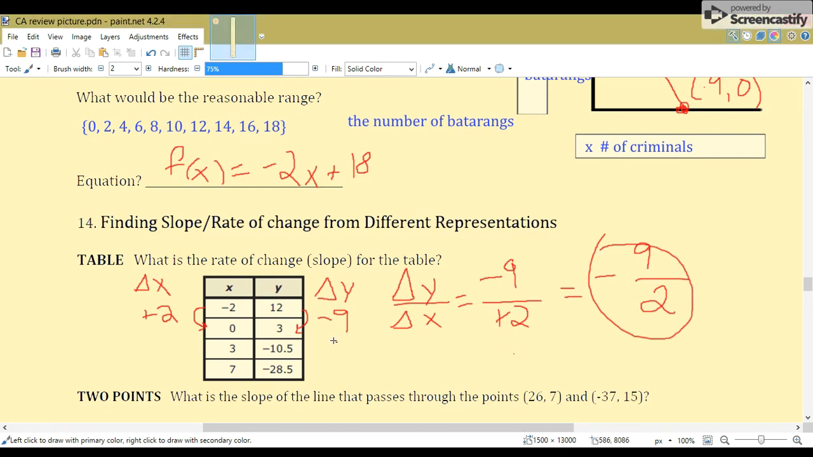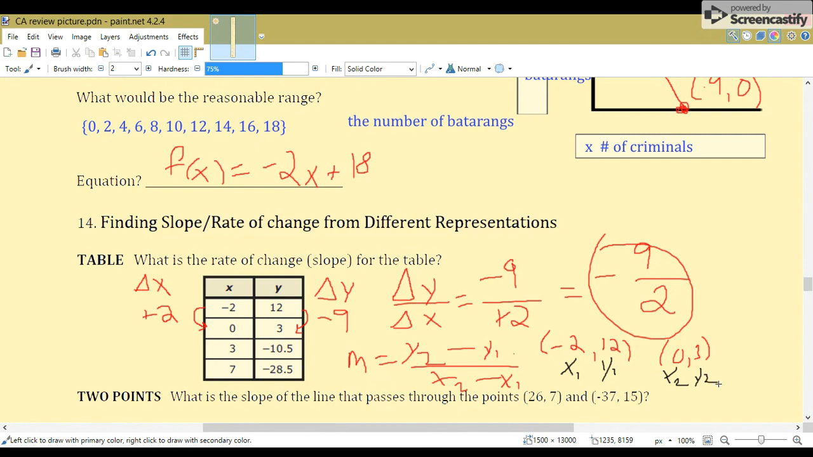Now there's another way you could find this answer. You could use the slope formula, m equals y2 minus y1 all over x2 minus x1. Here are our two points, -2, 12, and 0, 3. That's x1, y1, x2, y2. Plug these into the formula. You should get the same thing.